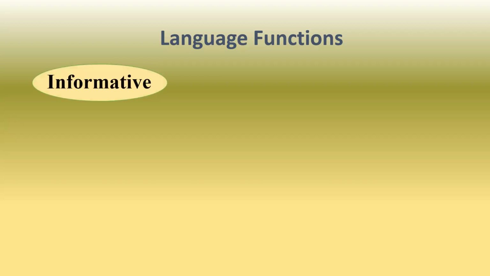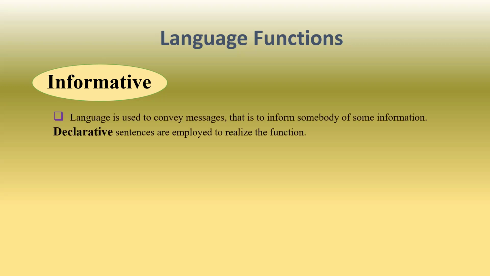The first one is called informative. Just like when we say this is an informative session, something that gives us information. So language is used to convey messages, and that's so true. That is to inform somebody of something, some information, like declarative sentences.